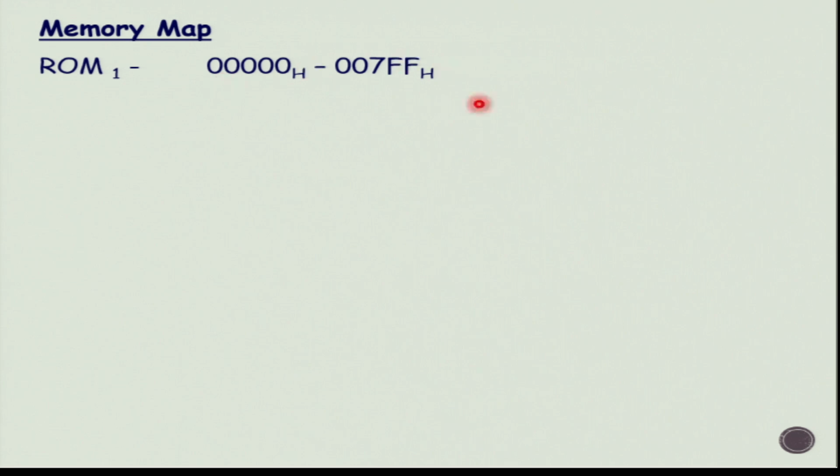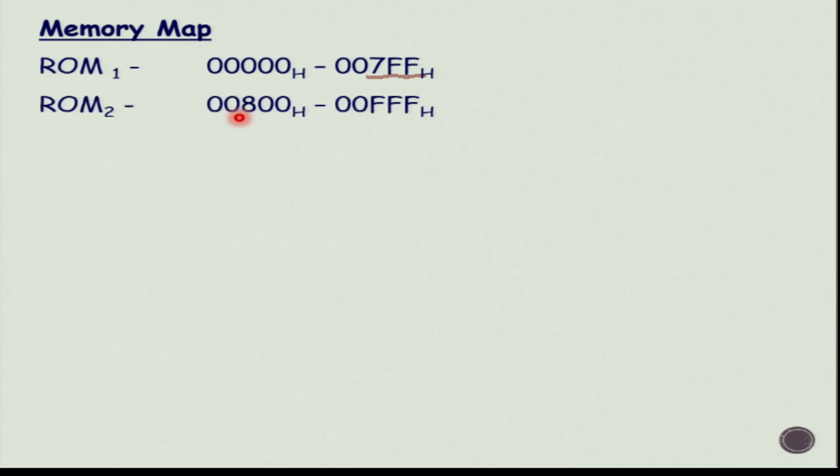That is going to be the 2K addresses which are given to ROM 1. We require 4K, so we said we are using 2 ROMs. So if the first ROM is going to finish at address 7FF, the next ROM would start from address 00800. So ROM 2 is going to be from address 00800 to 0FFF. This is going to be the total 4K ROM which is going to be in the system.